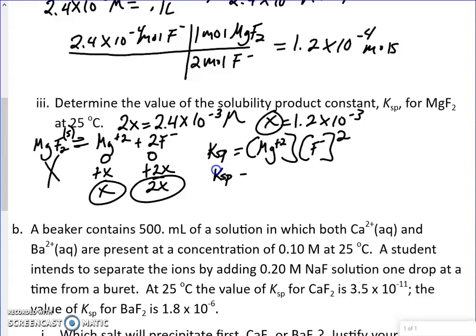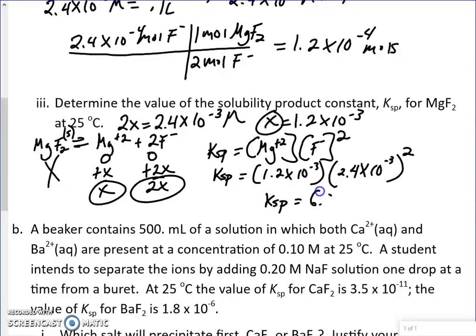So Ksp is going to be equal to 1.2 times 10 to the negative third times 2.4 times 10 to the negative third, squared. And when we go through and do this math, what we're going to get is Ksp is going to be equal to 6.9 times 10 to the negative 9th. So really not any different than what we've been doing with acids and bases.